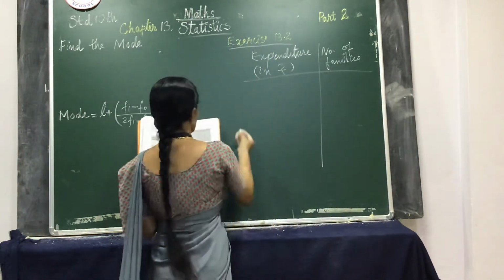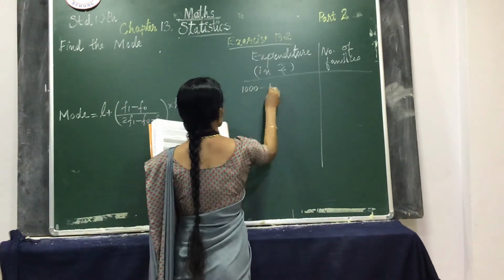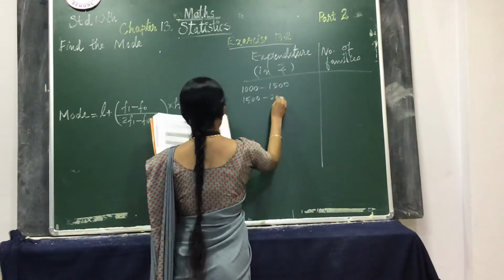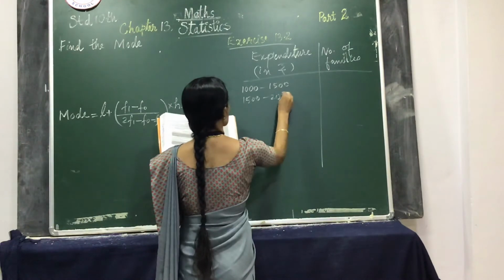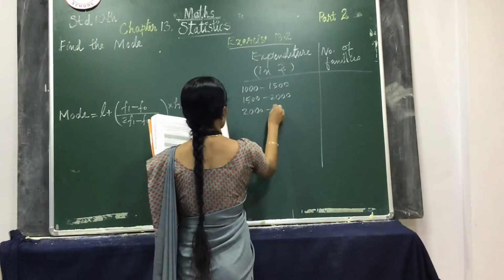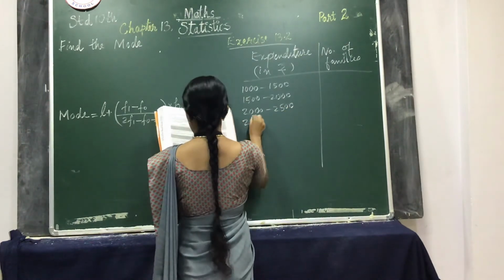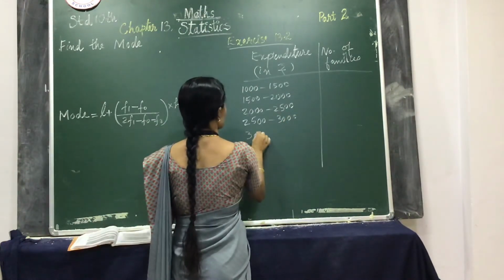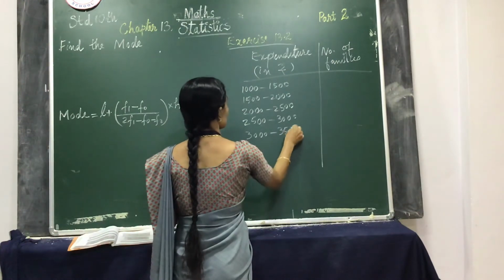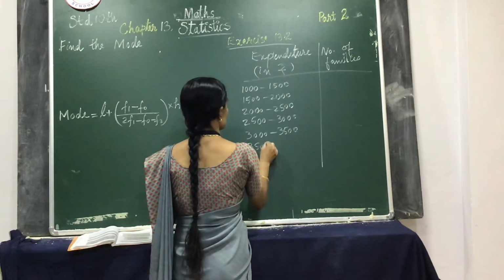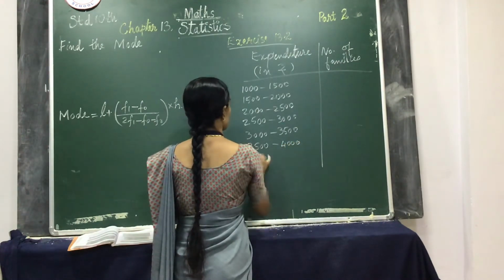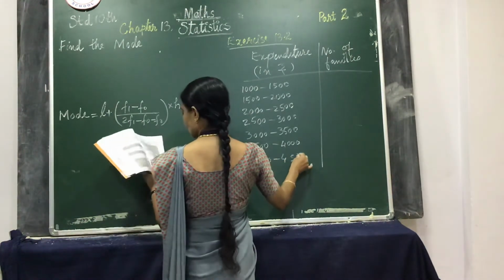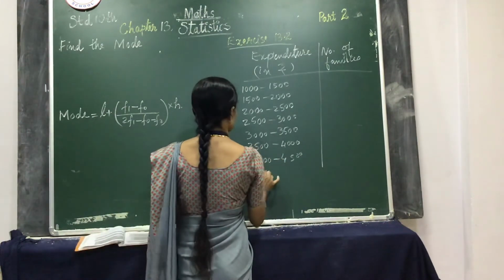Here we have the class intervals 1000 to 1500, 1500 to 2000, 2000 to 2500, 2500 to 3000, 3000 to 3500, 3500 to 4000, 4000 to 4500, 4500 to 5000.